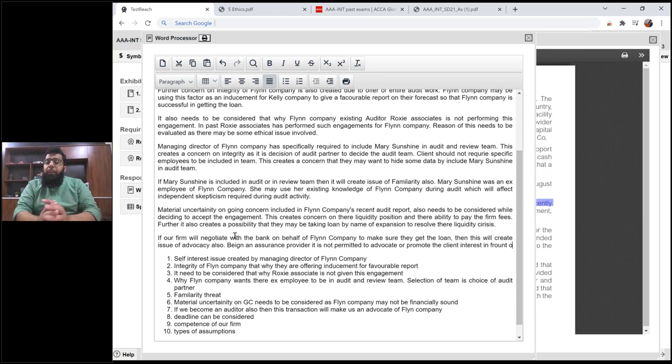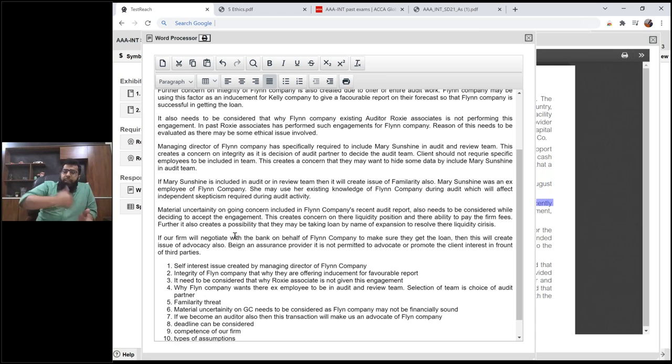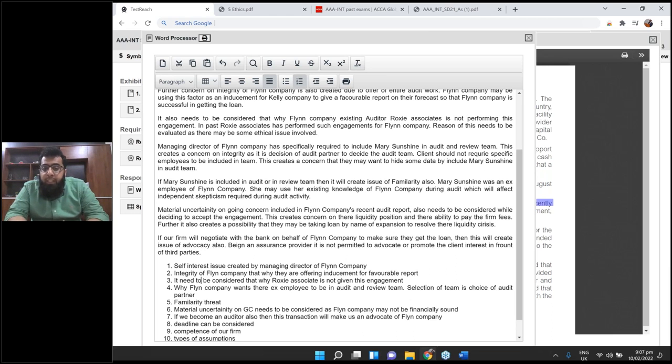Okay. So I think this is very easy. We are just thinking and we are developing points. Then these all are the factors which we will consider before accepting the engagement. Okay. So the seventh point was that if we become an auditor, then this will make us an advocate.